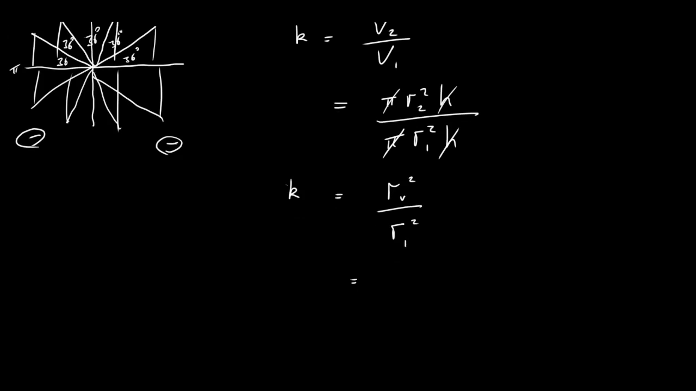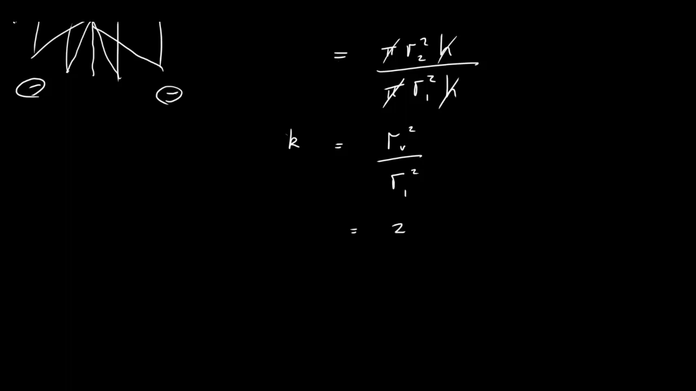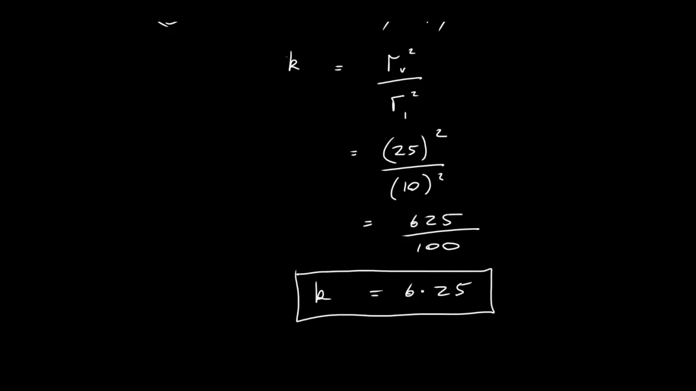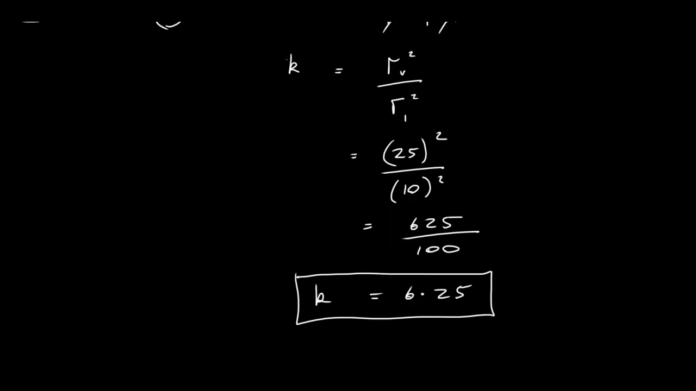So that's just going to be equal to, second radius was 25 and we want to square that. The first one was 10, so we want to square that. So that'll give us 625 divided by 100, which is 6.25. That's our value for k. That's our answer to this part of the question. And that's in fact the end of this particular question.